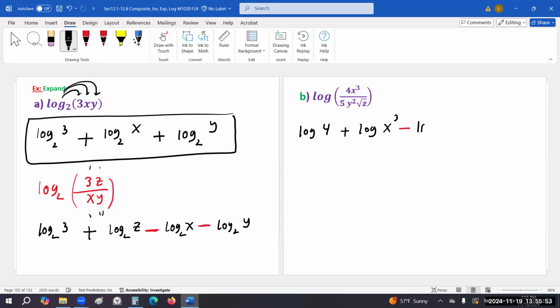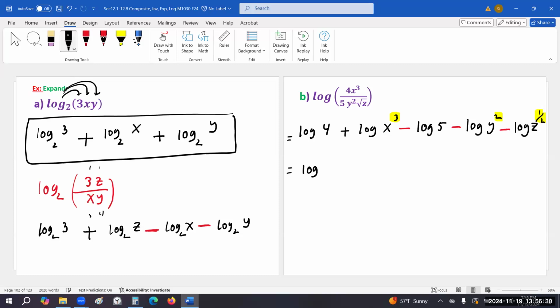Log 5 minus log y squared, and minus log square root of z. Now, the square root of z, we don't want the square root, we want to rewrite it as a power. So it's z to the 1/2. And now see how many powers we have: 1, 2, 3. Log hates power. So what is our next line?